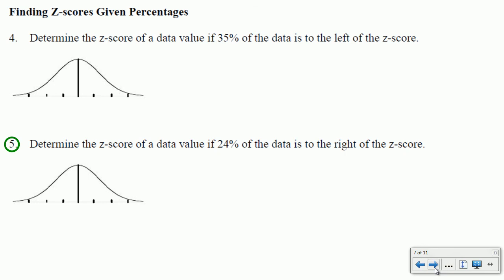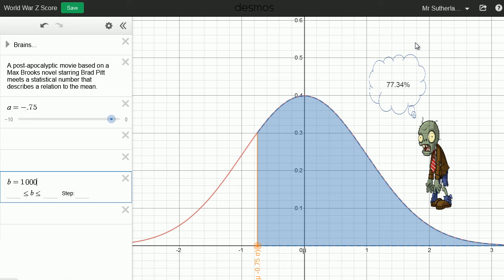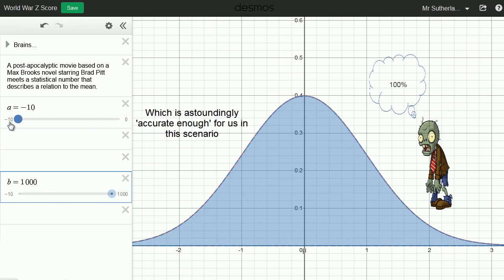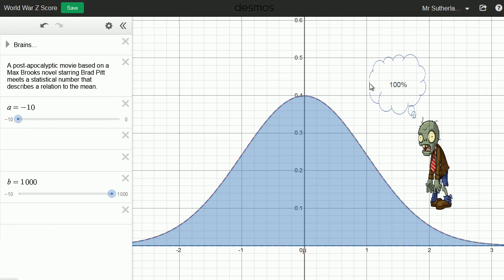In question number 4, we basically need to work backwards. So we need to determine the Z-score of a data value if 35% of the data is to the left of the Z-score. So we're going to try this question in Desmos first. Our lower limit basically needs to be at negative infinity, but again, because we can't do that, we'll just set the lower limit to negative 10. And we need to figure out what the upper limit is going to be in order to make this percentage go to 35.